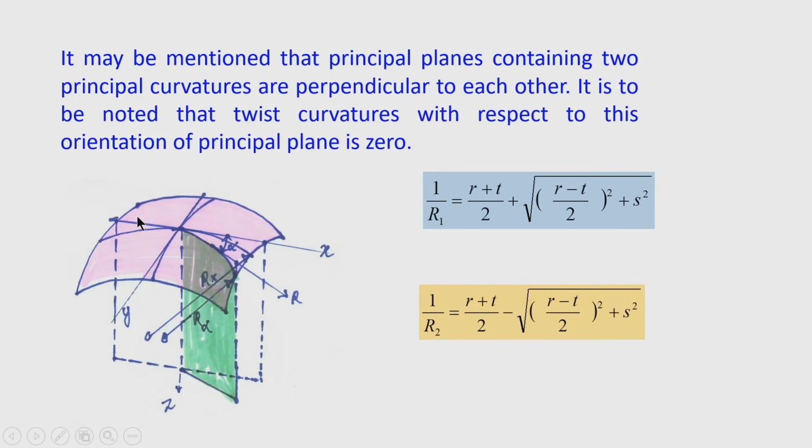It may be mentioned that principal planes containing two principal curvatures are perpendicular to each other, and it is to be noted that twist curvature with respect to this orientation of principal plane will be 0. So, it is clear here, if alpha is the principal direction, then this plane will contain no twist curvature and another principal plane will be orthogonal to this plane, which contains the other principal curvature.